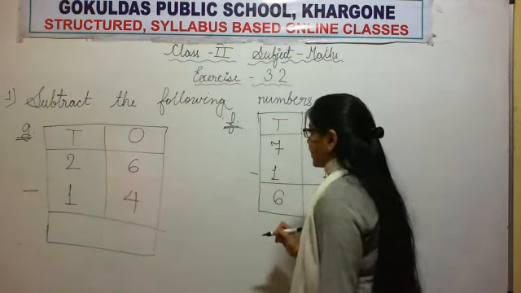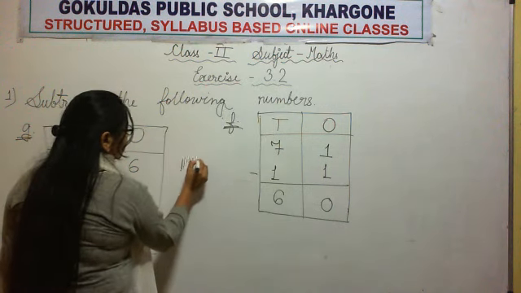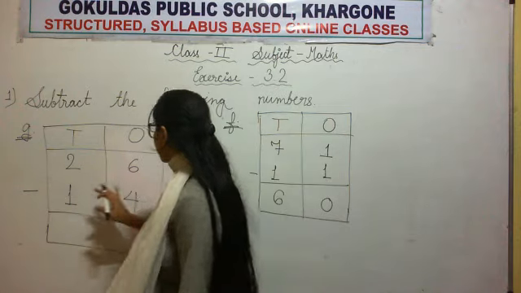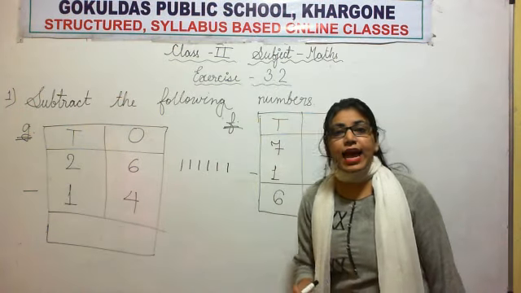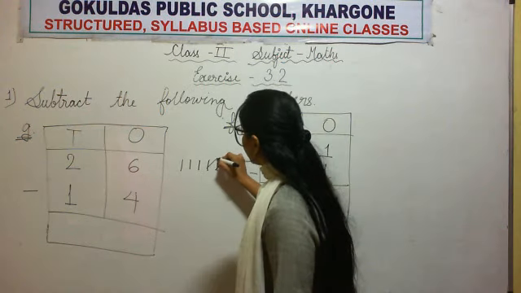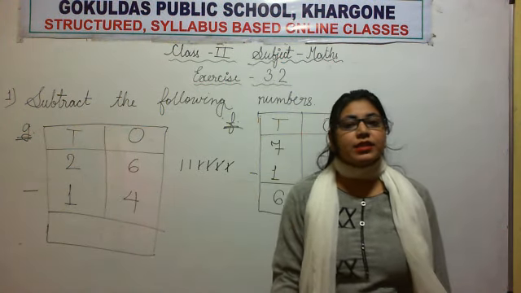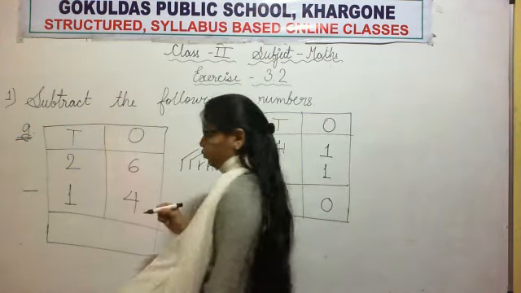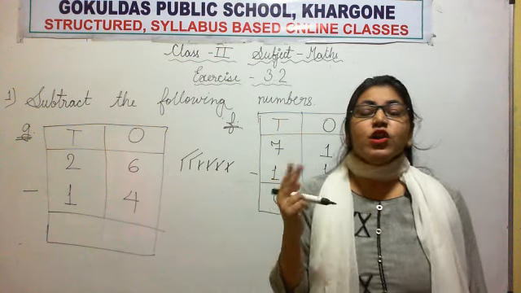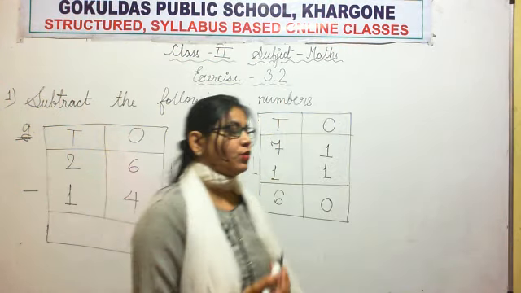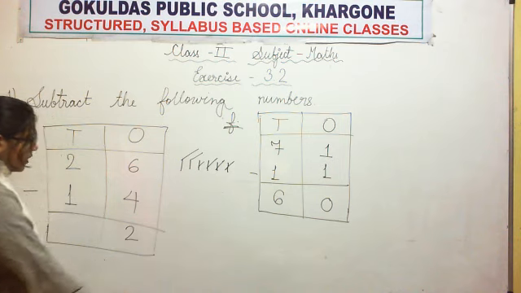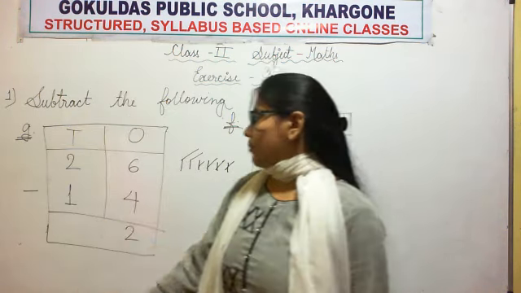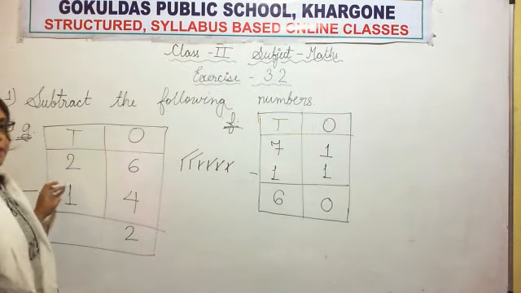So first of all we will draw 6 sticks. 1, 2, 3, 4, 5, 6. Minus 4, so we will cancel out 4 sticks. 1, 2, 3, 4. Now the next step is counting the remaining sticks. 1 and 2. 2 sticks are left. So we will write the number 2. Now we are done with ones. Now we are going to deal with the tens column. Here 2 minus 1 is there.